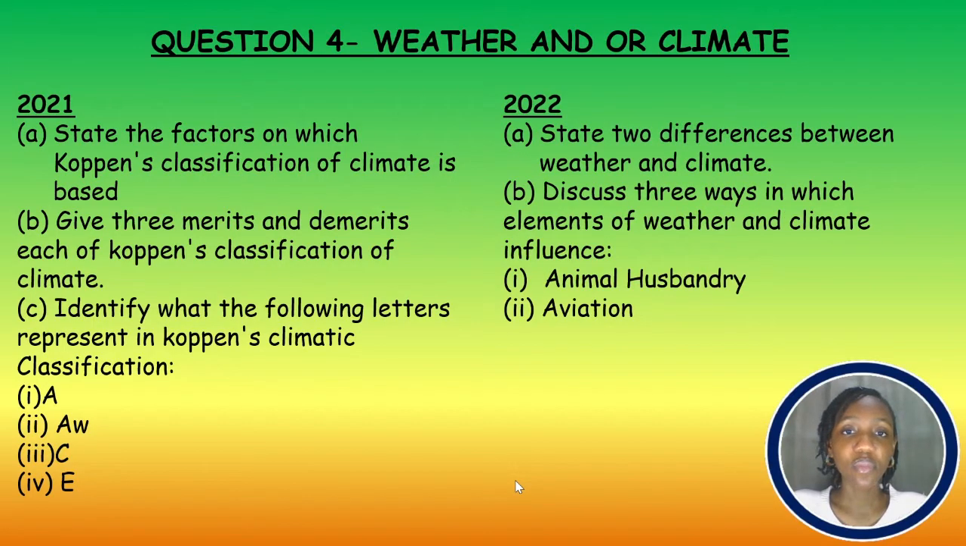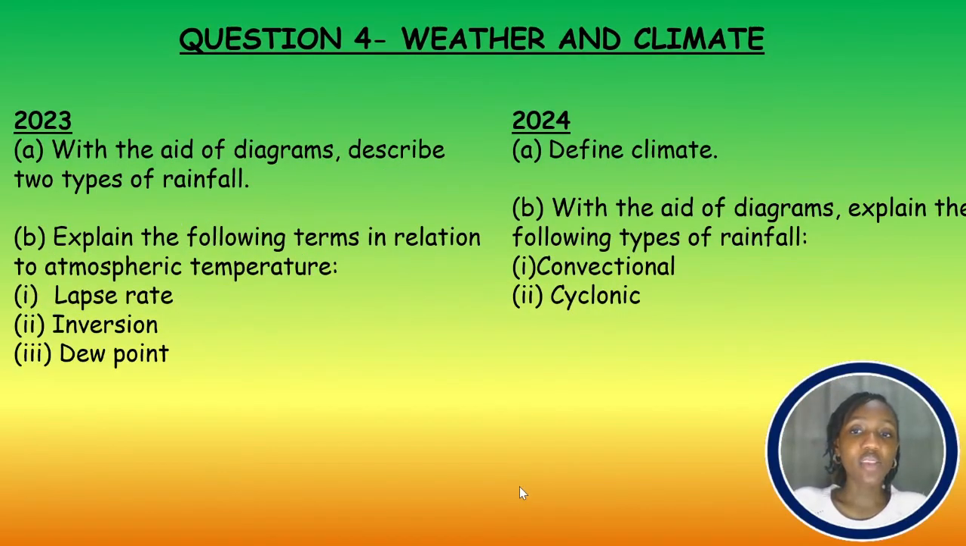2022. As I said, state the differences between weather and climate, an easy question, usually asked, and then discuss the ways by which weather and climate influence animal husbandry or aviation. Now look at in both 2023 and 2024, they were asked questions on rainfall with the aid of a diagram. So please always take note of the diagrams for these three different types of rainfall. And as you can see in 2024, they gave them the particular type of rainfall to talk about, conventional and cyclonic.